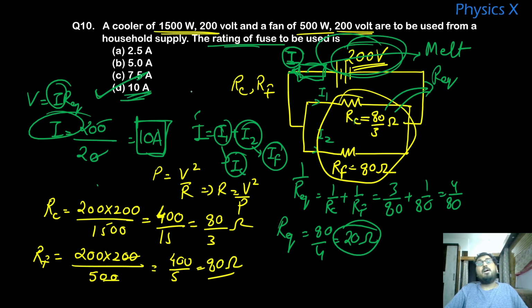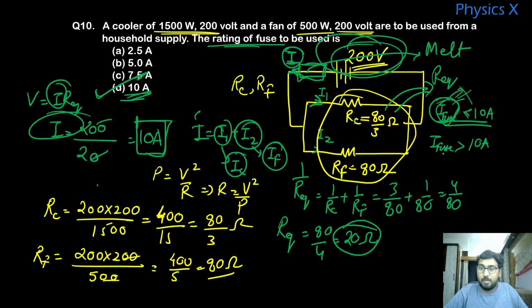What will happen if you are using a fuse rating of less than 10 ampere? Every time, this fuse will melt, because before reaching 10 ampere, as soon as you switch on the circuit, the fuse will blow. And suppose you are using a fuse rating which is more than 10 ampere, what will happen?